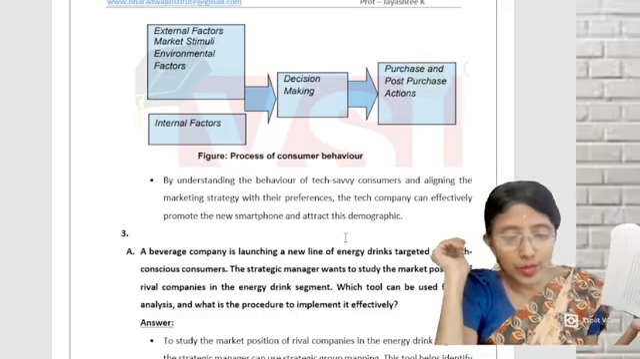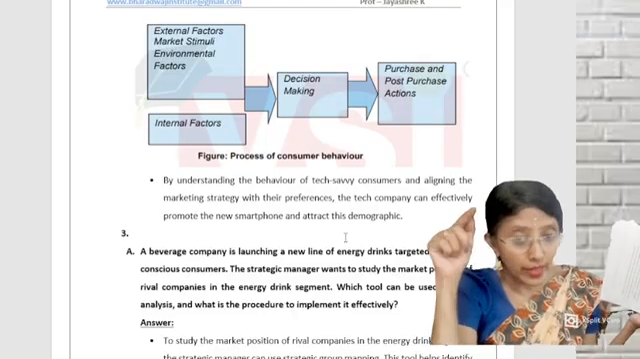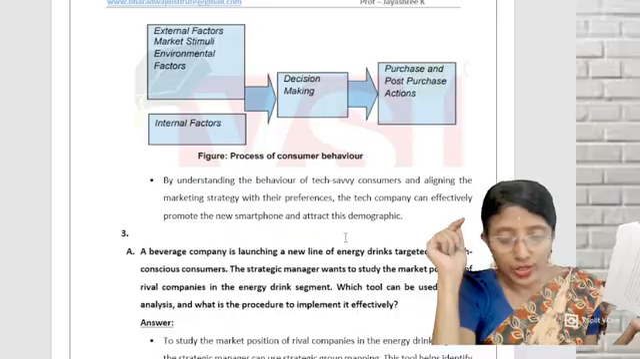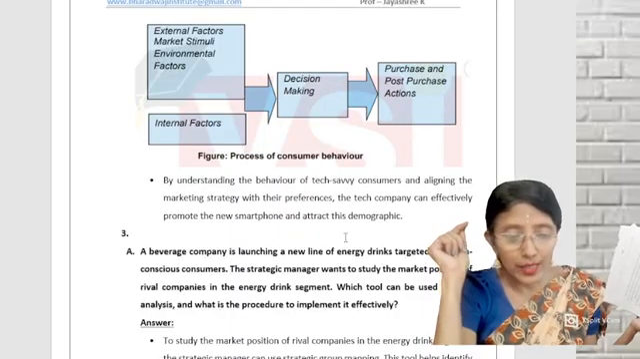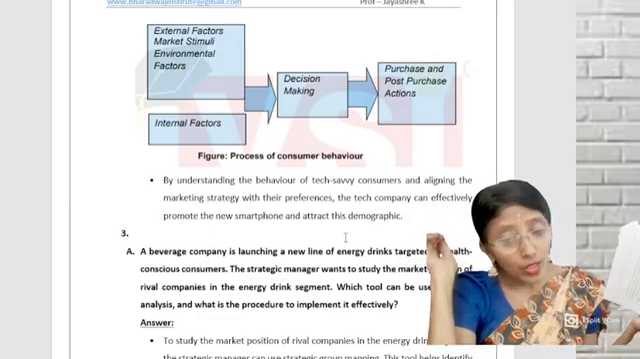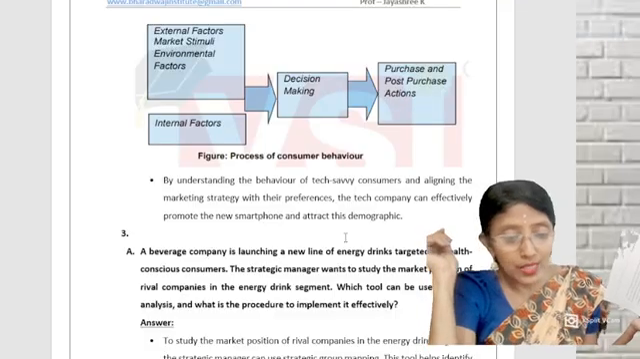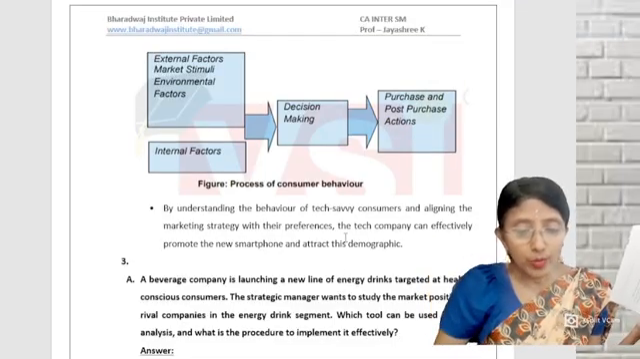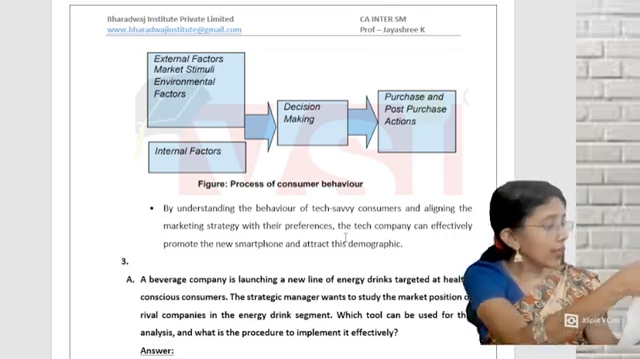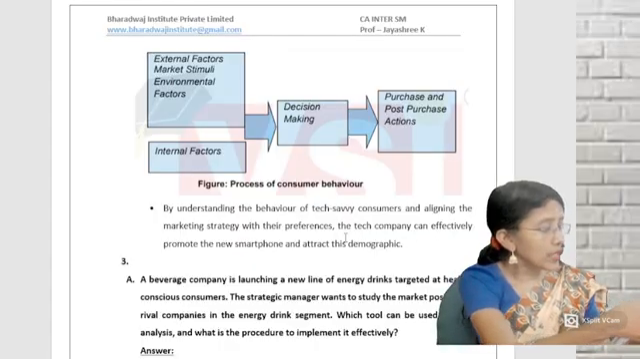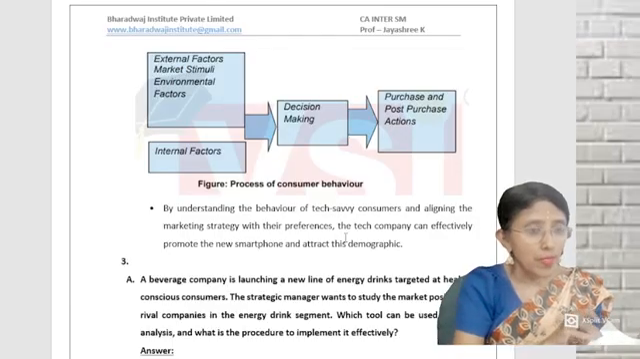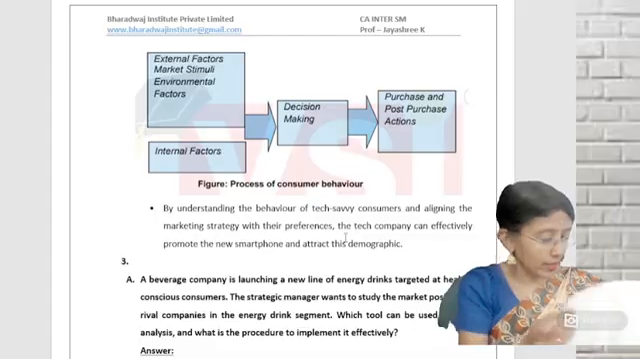A beverage company is launching a new line of energy drinks targeted at health conscious consumers. The strategic manager wants to study the market position of rival companies in the energy drink segment. Which tool can be used for this analysis? And what is the procedure to implement it effectively? Is there anything which comes to your mind when you look at this? External environment. Okay. Very good beginning.